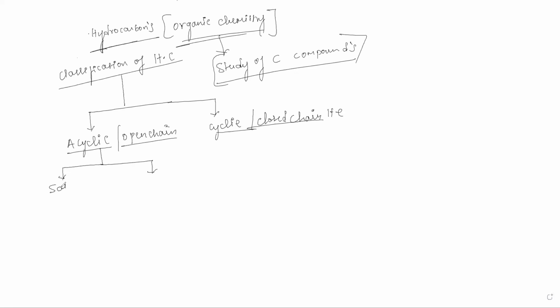Open chain hydrocarbons, or acyclic hydrocarbons, are further classified into two types: saturated and unsaturated. Saturated means, for example, alkanes. Alkanes mean carbon-carbon single bonds. The general formula is CnH2n+2.